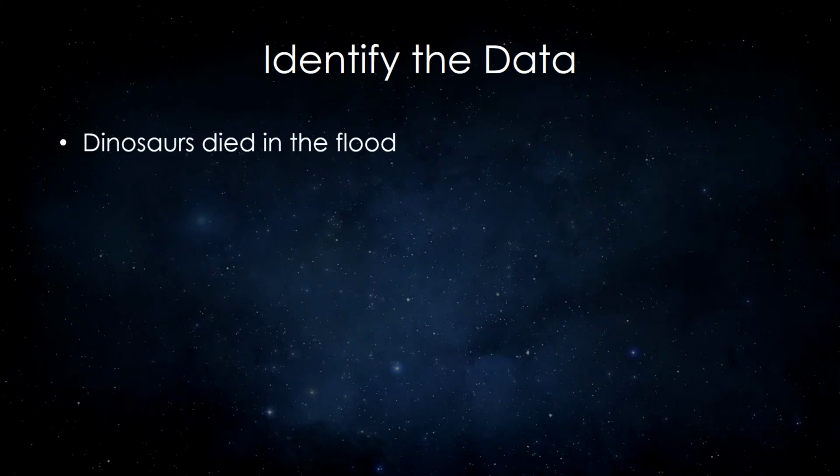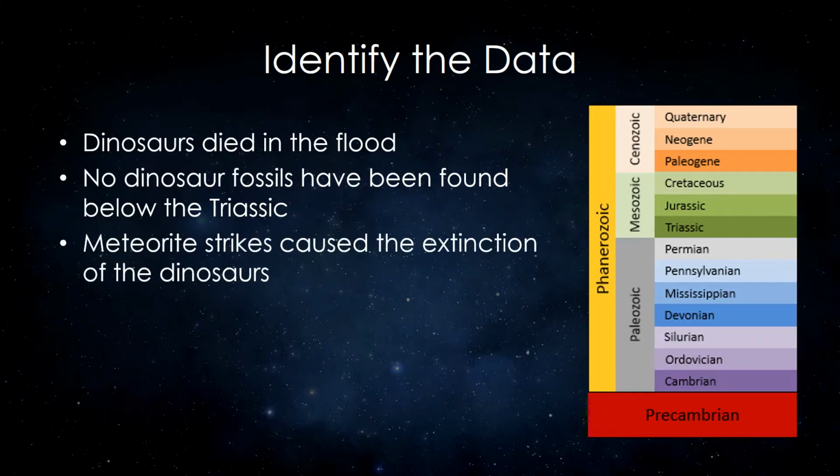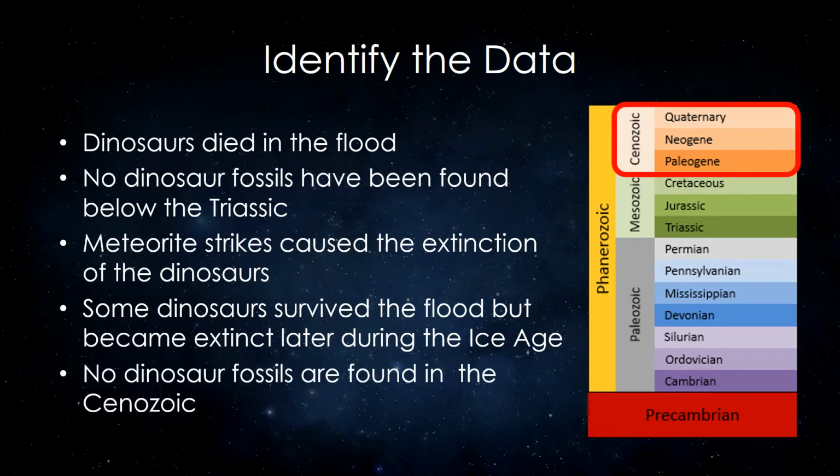Dinosaurs died in the flood. No dinosaur fossils have been found below the Triassic. Meteorite strikes caused the extinction of the dinosaurs. Some dinosaurs survived the flood but became extinct later during the Ice Age. No dinosaur fossils are found in the Cenozoic.